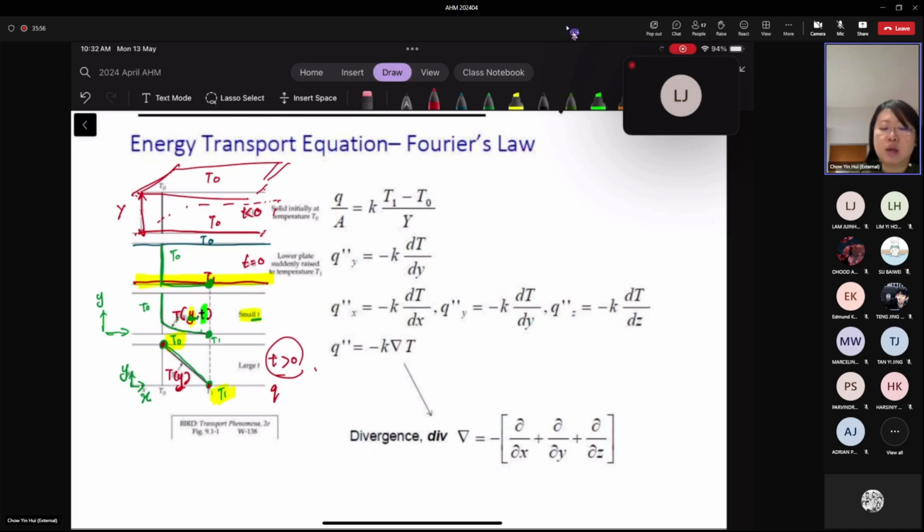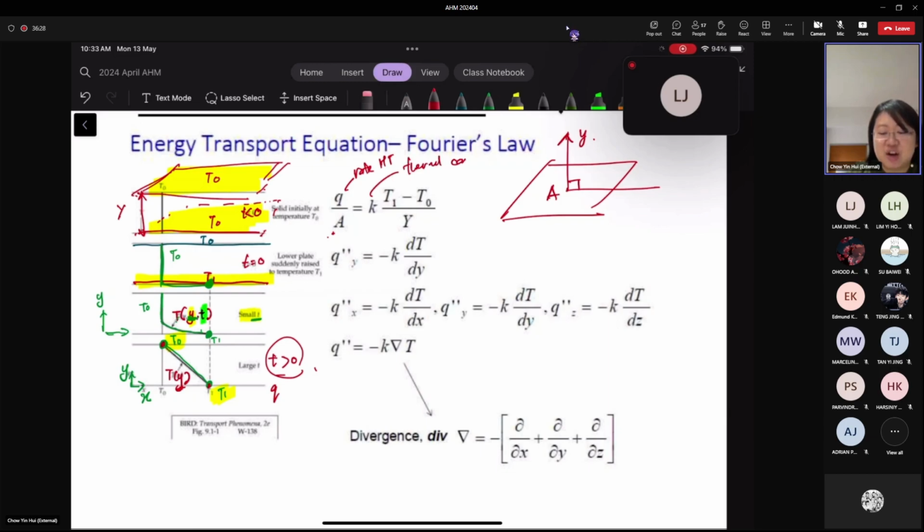So now, if you look at the Fourier law equation, this is the rate of heat transfer divided by the cross-sectional area. The cross-sectional area is always the area that is perpendicular to the direction of the flow, so the y direction. So this would be the area. Then this would be the thermal conductivity.